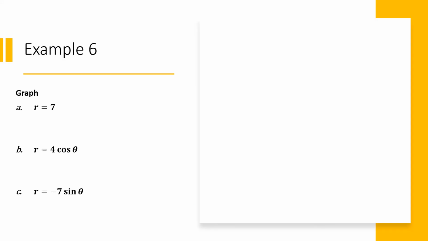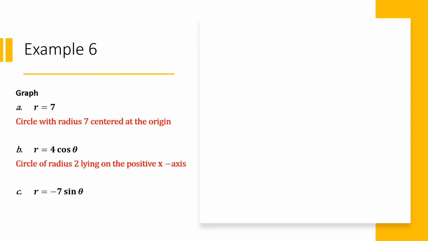All right, so again, another example, we want to graph r equals 7, r equals 4 cosine theta, and r equals negative 7 sine theta. Again, I'm going to graph it on the same plane. You don't have to. But when I look at this, I want to recognize the different forms. If I have r equals a number, that's just a circle with a radius of 7 centered at the origin. If I have r equals 4 cosine theta, that's a circle that lies on the positive x-axis with a radius of 2. And if I have r equals negative 7 sine theta, that's a circle with a radius of 7 halves lying on the negative y-axis.